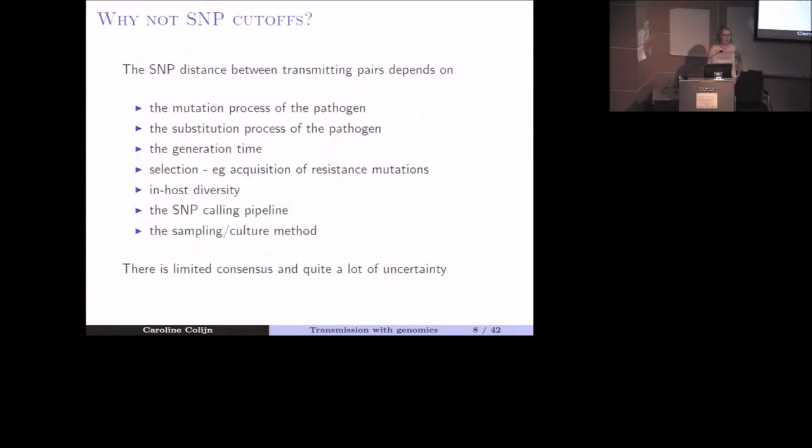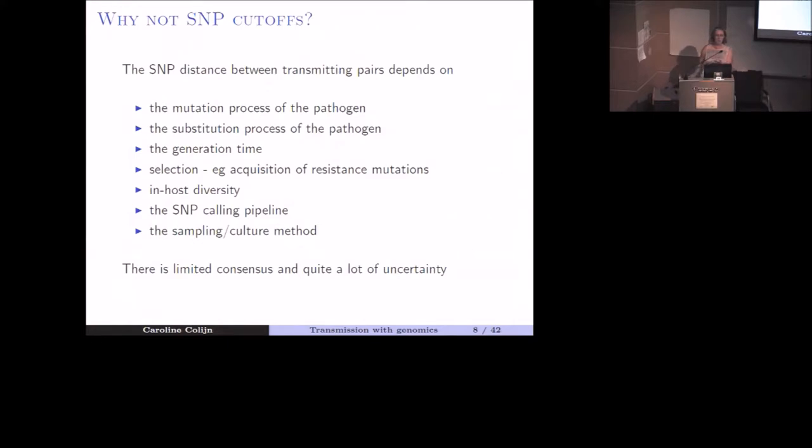So I thought it would be great to have a probabilistic alternative to this, where we don't just say 12 or not, in or out, where we actually do some modeling and think about the probabilities and think about what we mean by being in a transmission cluster. And some of the motivations for doing that are listed here. So if you think about what goes into a SNP distance, what makes two isolates of TB from two different patients a certain SNP distance apart? Well, you have your mutation process by which mutation diversity is generated.